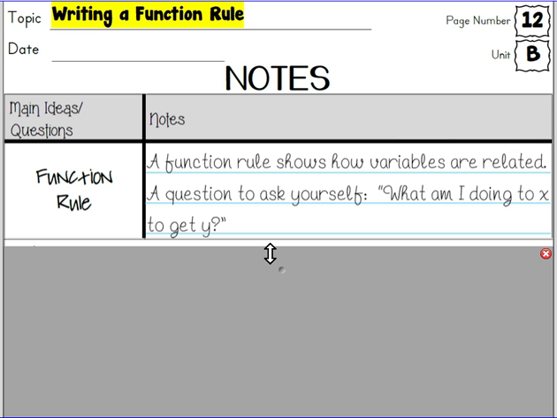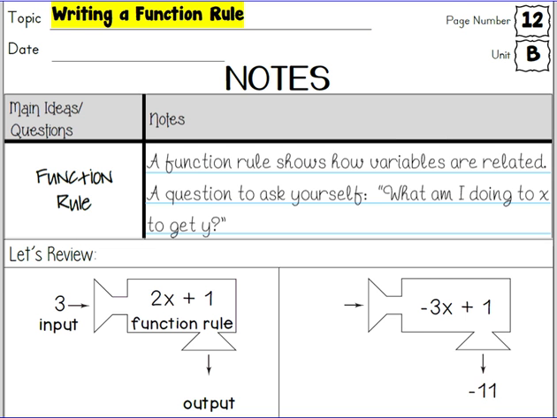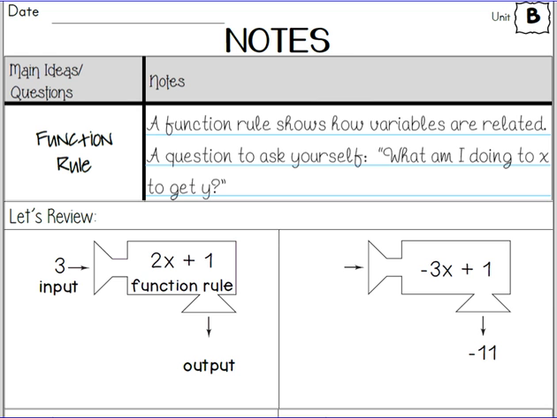So a question to ask yourself is, what am I doing to x to get y? Remembering that our x value is our input value and the y is our output value. We're going to start by working with both of these situations. A lot of times you'll see a function machine, and so what this means is we have our input coming in, which in this case is 3. We are given our function rule, which is 2x plus 1, and we are going to be looking for our output value. So we can write this as a function.